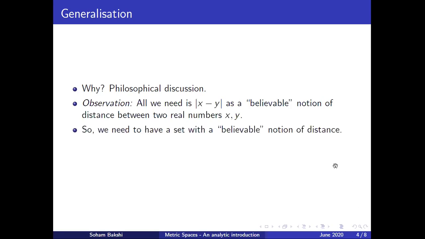Okay, so let us see. We need to have a set with a believable notion of distance. That's all we need. If we have a distance on a set, we can do all such things like defining neighborhood, limit, sequence, and continuity. Maybe you are not totally convinced why we can do that there. We'll get to see examples and reasons why we can do that there also.